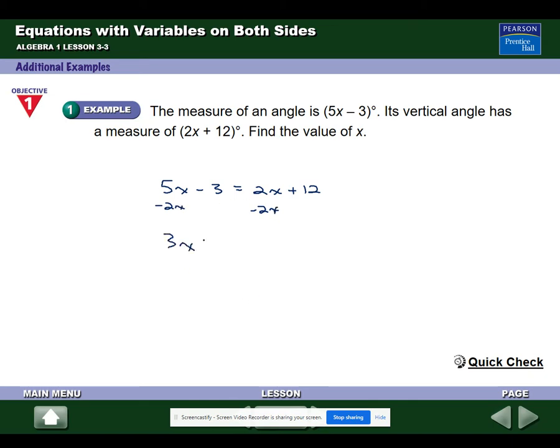That makes this 3x minus 3 is equal to 12. Then you can add 3 to both sides and divide by 3. x equals 5. Okay, so again, once we get the variables together on one side of the equation, then it's a lot like Section 3.1.